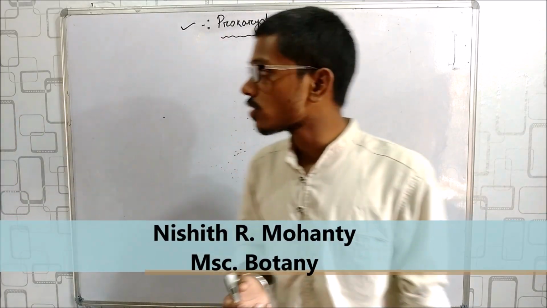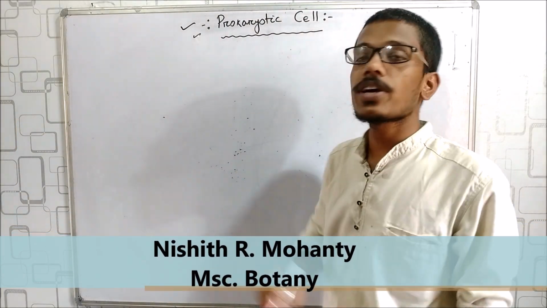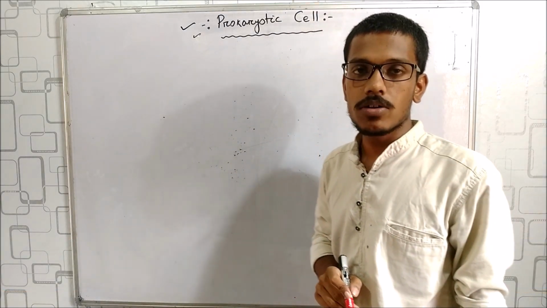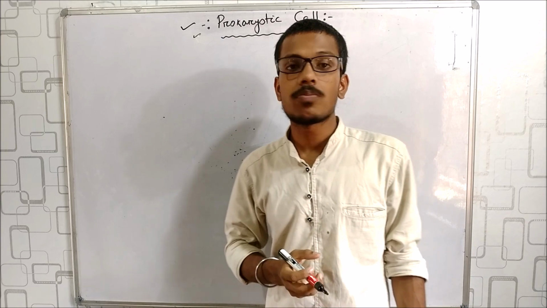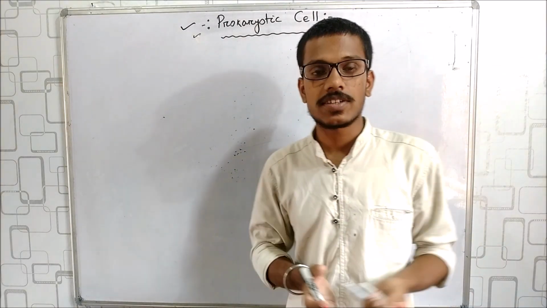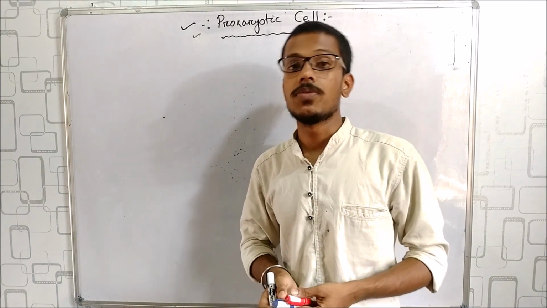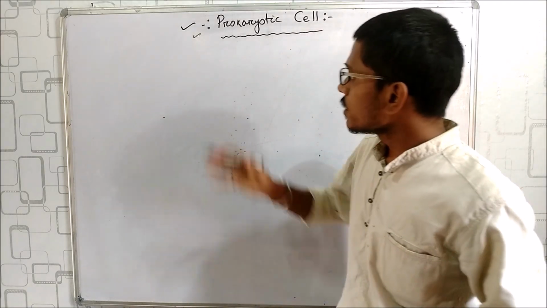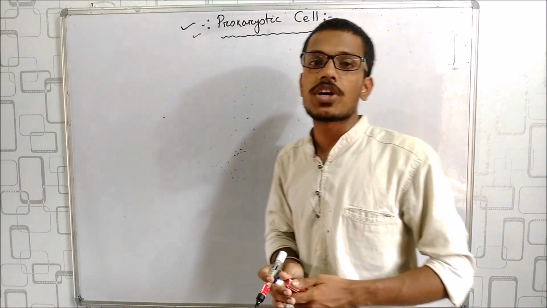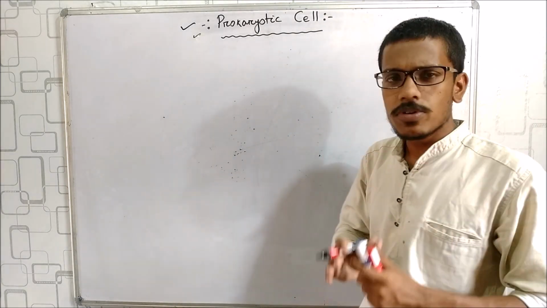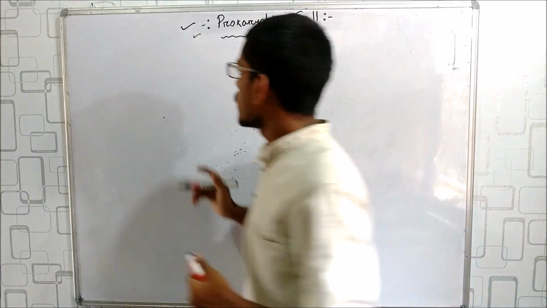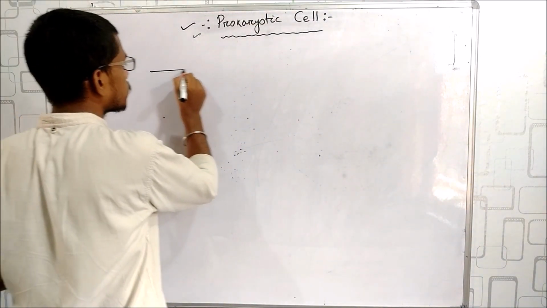Today we will discuss the detailed structure of the prokaryotic cell. In the previous lectures, I have discussed the differences between prokaryotic and eukaryotic cells, what a prokaryotic cell is and what a eukaryotic cell is. Today we will discuss the proper detailed structure of this prokaryotic cell. If we see a prokaryotic cell, just like your bacteria, it will look like this.